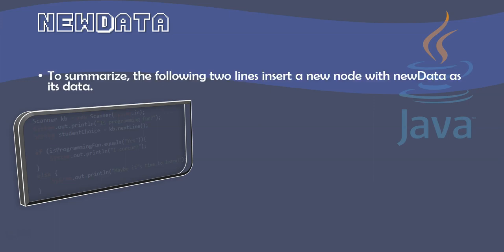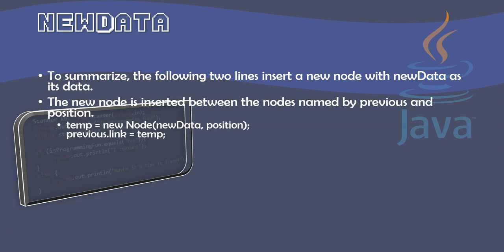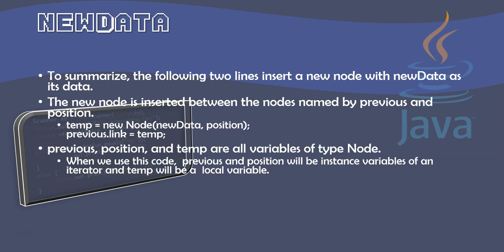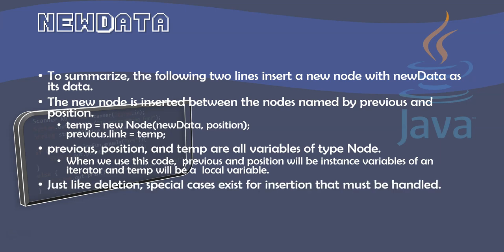So if we want to put this new data into a linked list, the following two lines insert a new node as the data. So we're going to insert it with the code temp equals new node, new data, comma, position, previous.link equals temp, and that updates it. Previous, position, and temp are all variables of type node, and when we use this code, previous and position will be instance variables of an iterator, whereas temp will be a local variable.